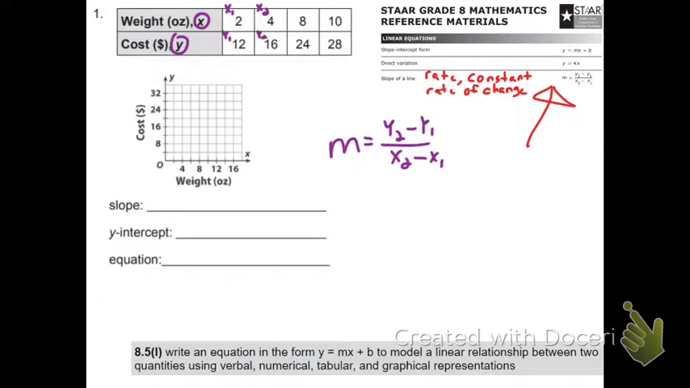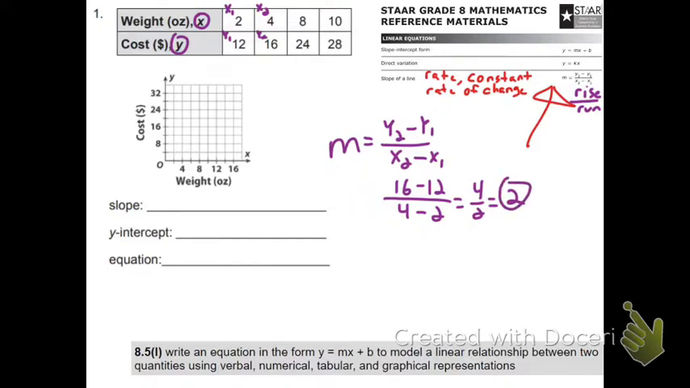Once we have that labeled, ladies and gentlemen, all we need to do is substitute those values into the formula that we have down here. Instead of y2, let's substitute 16, minus y1, which is 12, divided by 4 minus 2. And you'll end up getting 4 halves, which simplifies to 2, or 2 over 1, because remember, slope can also be seen as rise over run. So we know our slope is 2.